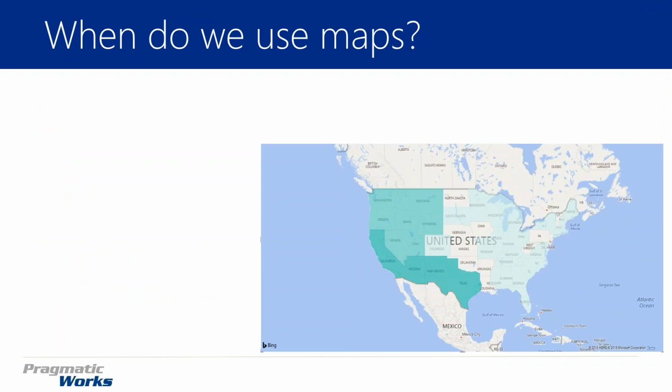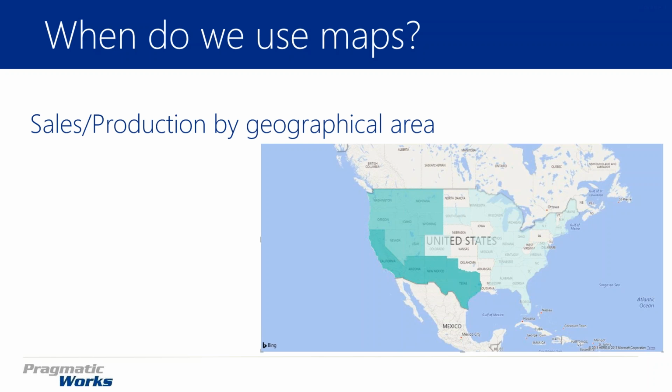All right, so when are we going to use maps? We're going to use maps when we are looking at different sales or production, and we want to look at it by geographical area. Now, this gives us a lot of information. And by the way, almost all of the data we're going to be using today is the AdventureWorks database that anyone has access to. So it's all fictitious information. The pictures that I currently have on screen are all using data from AdventureWorks.